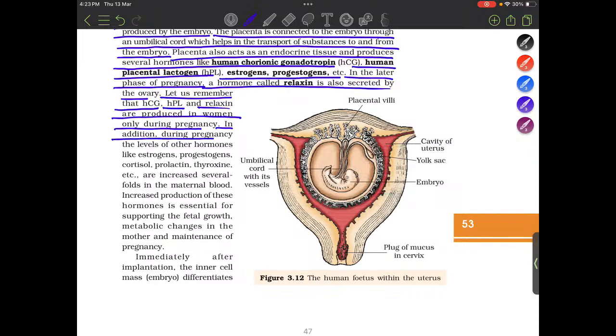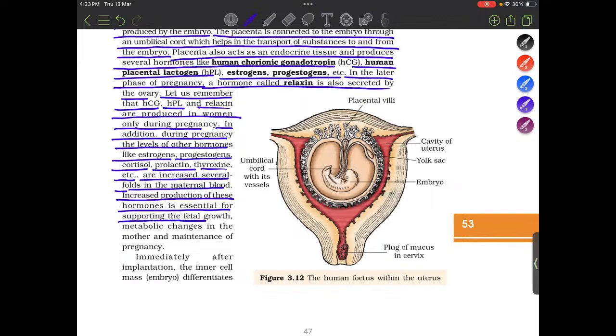In addition, during pregnancy, the levels of other hormones like estrogen, progesterone, cortisol, prolactin, thyroxine, etc. are increased several fold in maternal blood. Increased production of these hormones is essential for supporting fetal growth, metabolic change in the mother and maintenance of pregnancy.